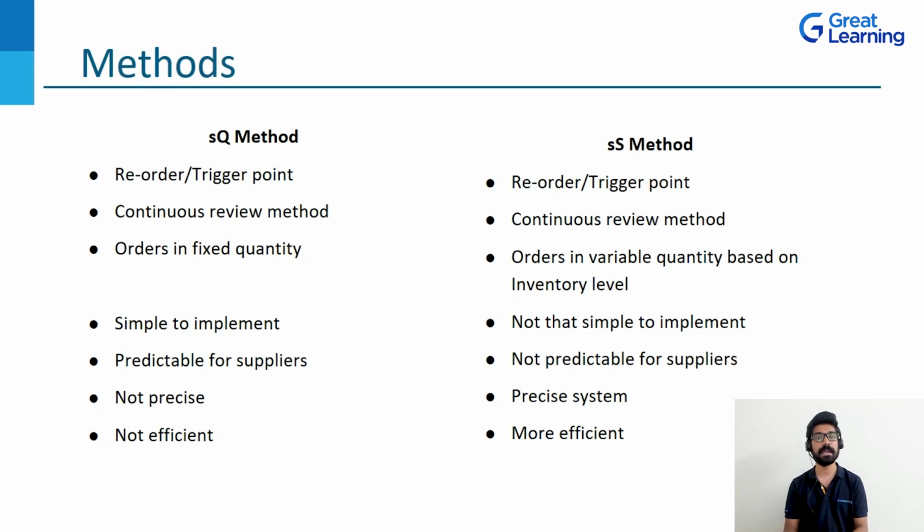The next point is that the SS method is a precise system. It is because you're only ordering for the demand. So you know the inventory level in your warehouse. You know how much you should be storing in order to meet the demand. You're not ordering more or less, so that you'll be able to spend less on inventory and no need to overstock on the items that you require. At the same time, even if you're not ordering in a huge amount, you'll be able to satisfy the demands of your customers. That is why it is a precise system.